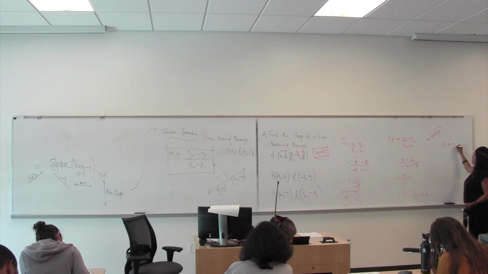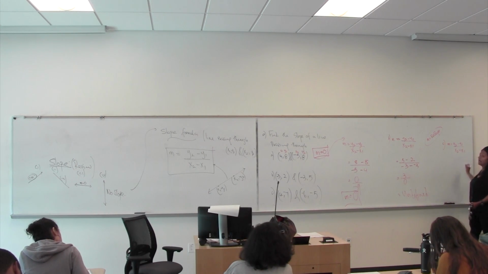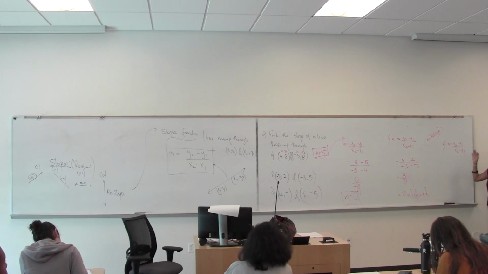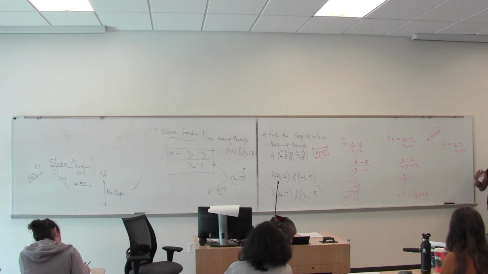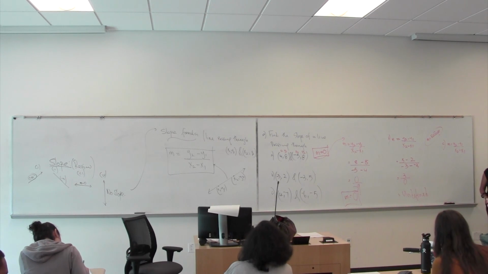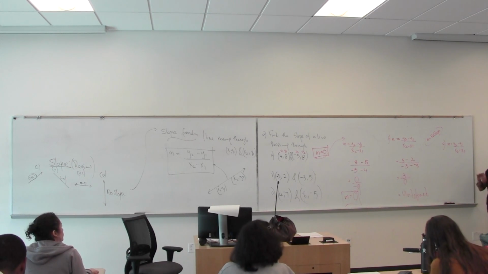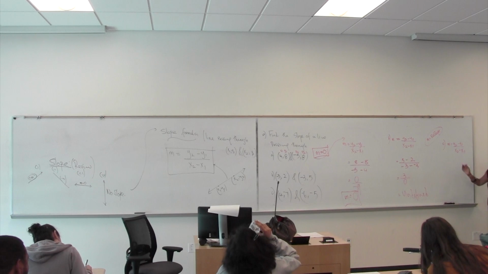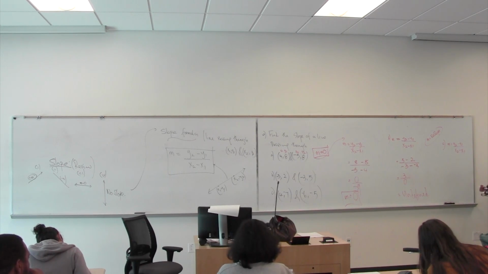m is equal to y2 minus y1 over x2 minus x1. See, I always start with the formula. All my problems, even though it's repeating, I always write the formula. Formula is what you need to write first. Okay? So don't start without the formula. Write the formula and then substitute the numbers.